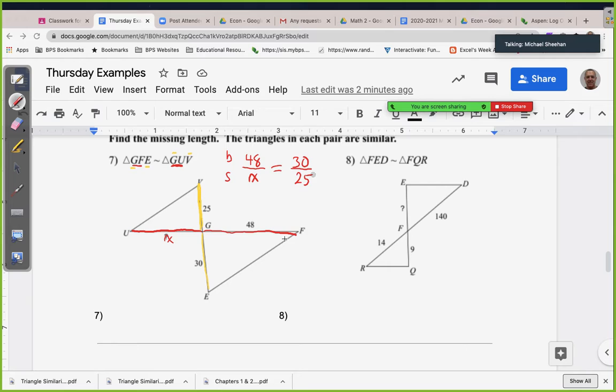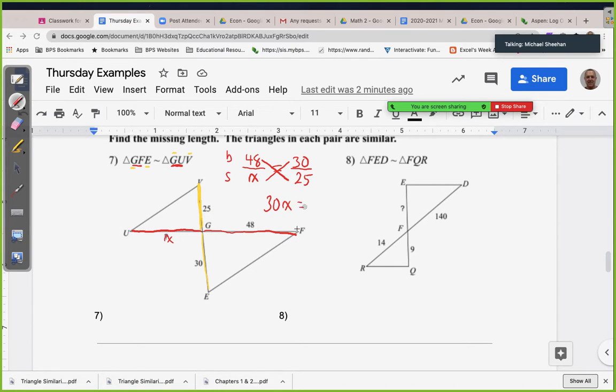And now I'm going to cross multiply. If you want to reduce this fraction and make your math easier, go ahead. We can reduce this to 6 over 5. But I'm going to pretend that I'm not aware of that, and I'm going to go ahead and cross multiply. So 48 times 25 and 30 times x. I'm going to start with 30 times x.